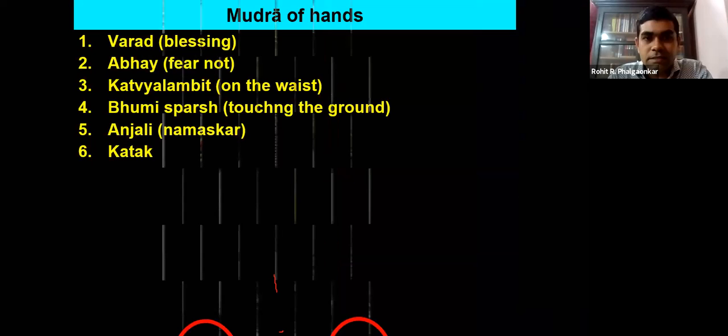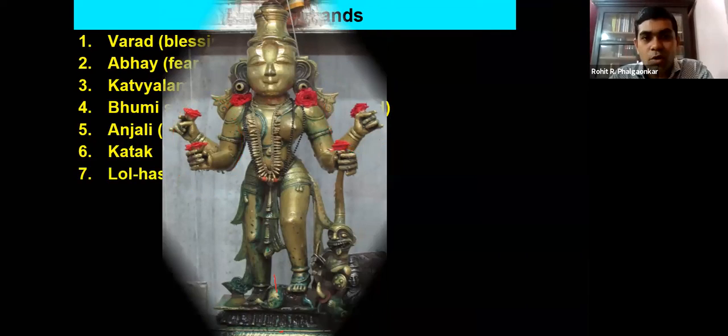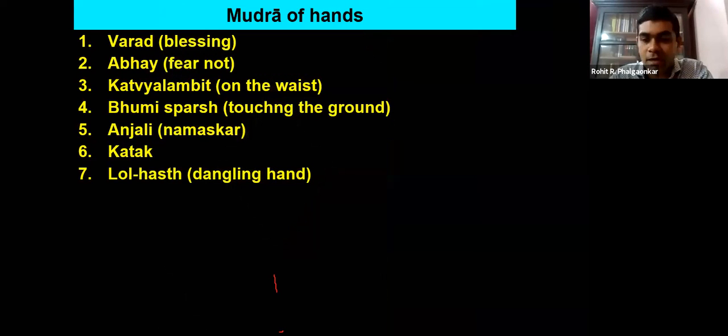And the Katak, or the fist. This fist is made specially so that you can insert a flower, a sword, or a weapon into the hands of the deities. So this is called the Katak Mudra. Then you have the Lolahasta or the dangling hand, which is just left down. Now, I'll just go quickly through the headgears and the various hairstyles.